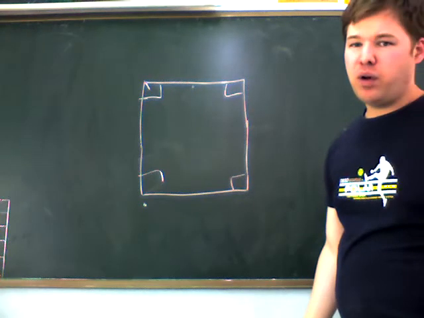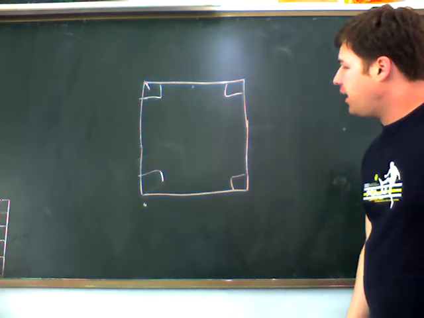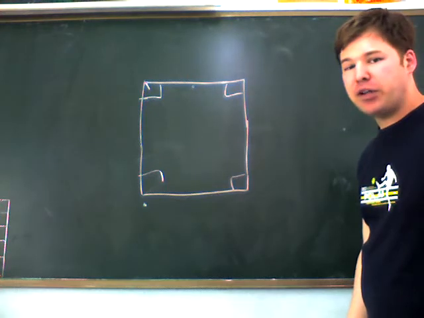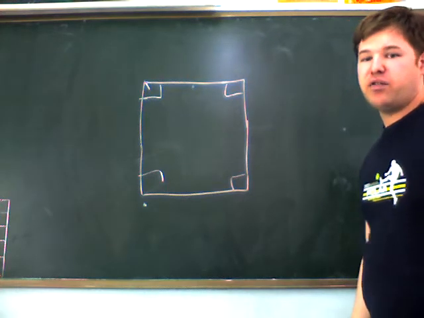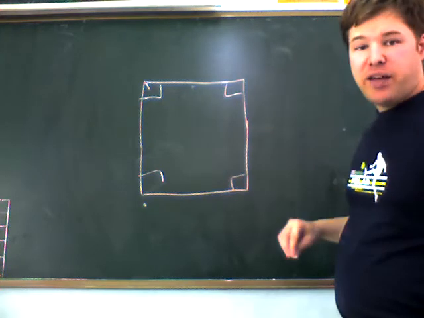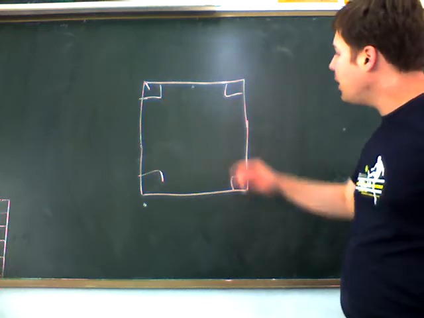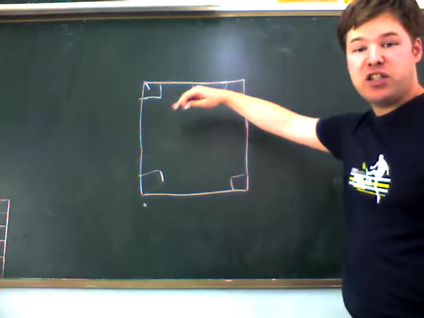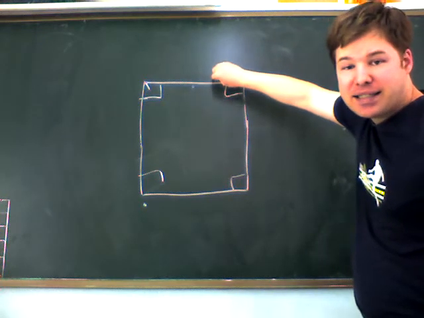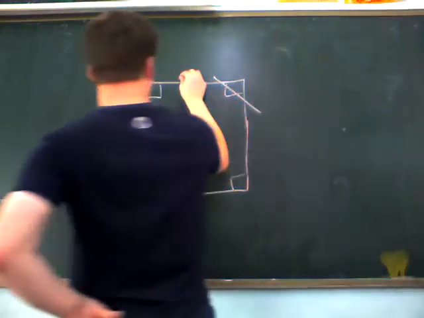Now, if we want to make a polygon out of this, how are we going to do it? It's very, very simple. If we want to make this a polygon, we can take the angle of each corner, and we can bisect it. We can cut it in half. Each one.